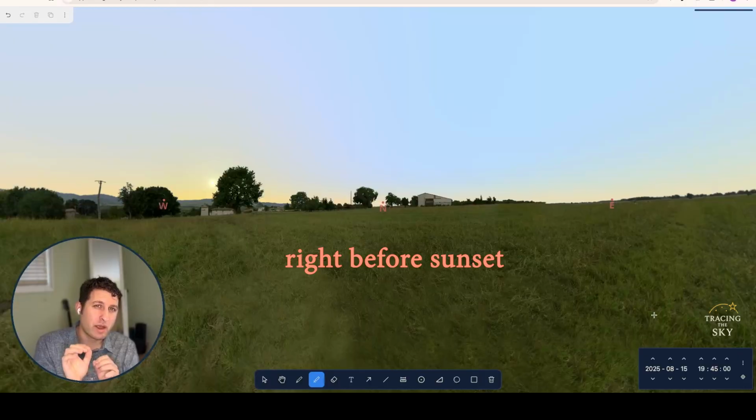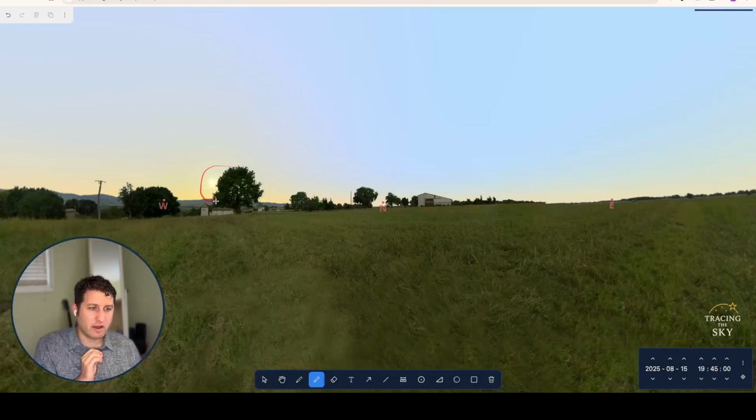So here we are right before sunset. You can see we've got the sun just about to set over here in the western horizon. Now, what's kind of tricky is, how do we know if we're measuring the exact right moment if we don't have a clock, right?